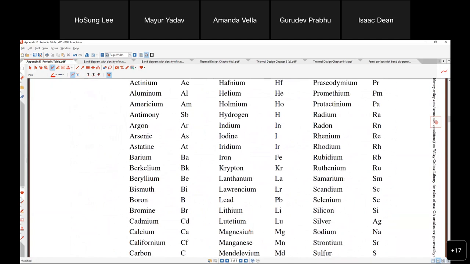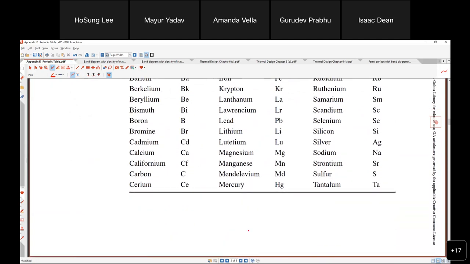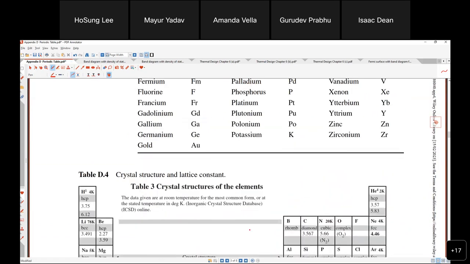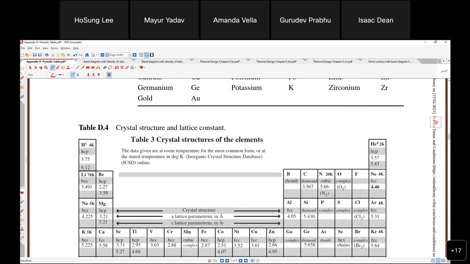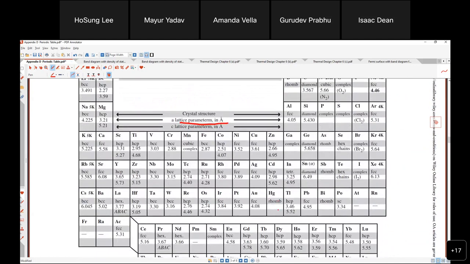What was it looking for? I forgot. What were you looking for? Anyone? Lattice. Yeah, lattice. I'm sorry. Lattice of gold, Au, is 4.08 FCC. Information is there.